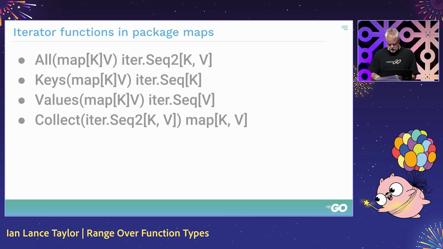And these are some of the new functions in the maps package. All, Keys and Values return iterators over the map contents. Collect fetches the keys and values out of an iterator and returns a new map.